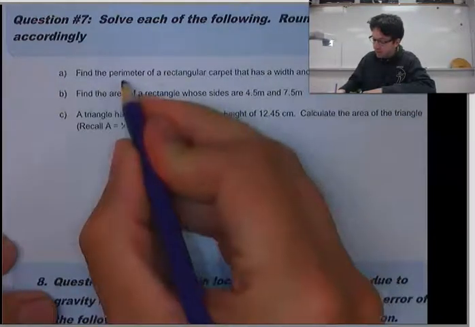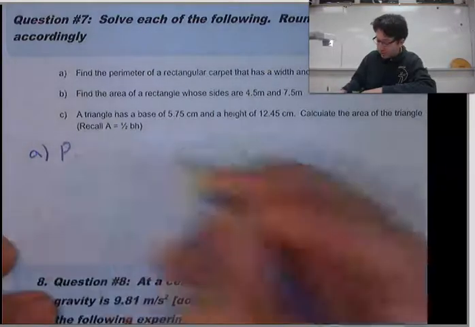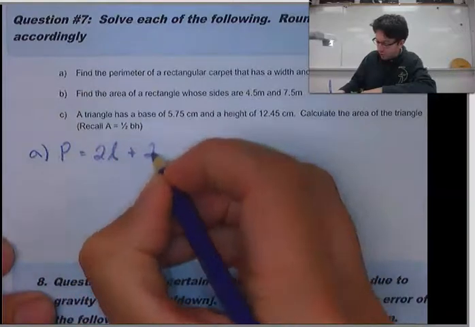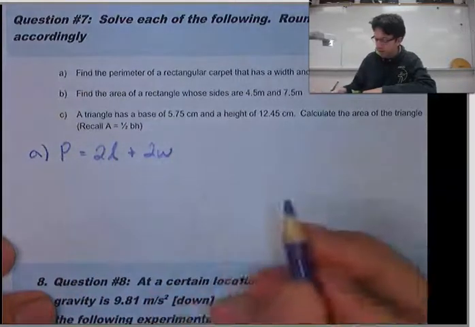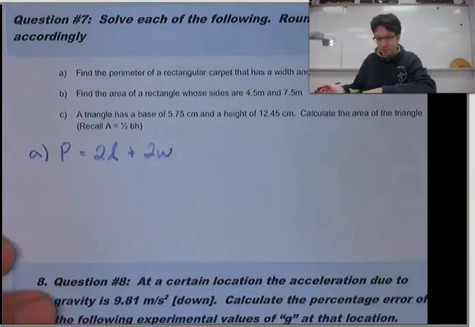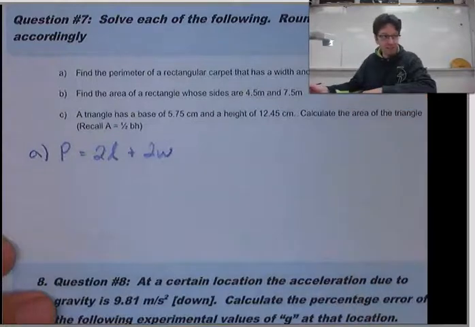Okay? So in this case, we're finding the perimeter. To find the perimeter, we need to add all sides. So we're going to do twice the length plus twice the width. Okay? Since we're adding, we care about the number of decimal places. So this has 2 decimal places, this has 1. So our answer should only be as good as the least accurate one. So our answer should only have 1 decimal place.